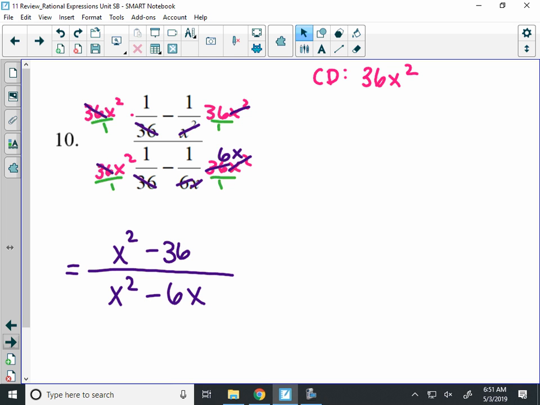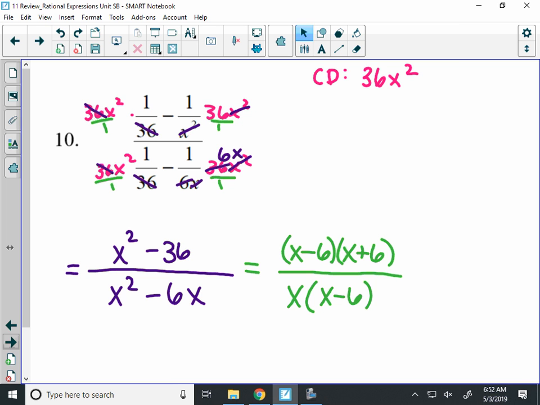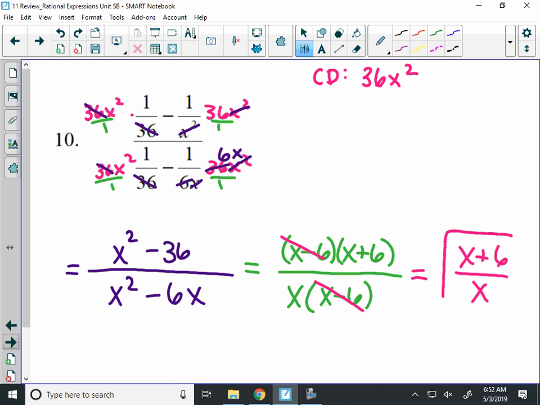Factor now. So x squared minus 36 will be x minus 6, x plus 6. My denominator just has a GCF of x. So to pull that out, I will have x minus 6 left. When I cancel the x minus 6's here, my final answer is x plus 6 over x. Again, those x's cannot cancel because the plus sign right here blocks you from doing so. That is the most simplified form.